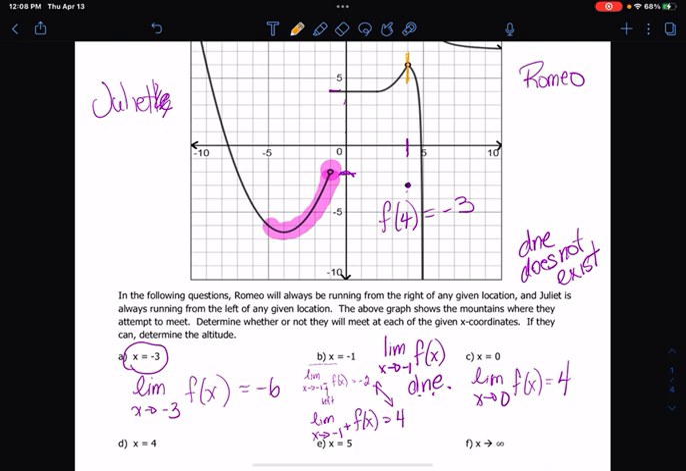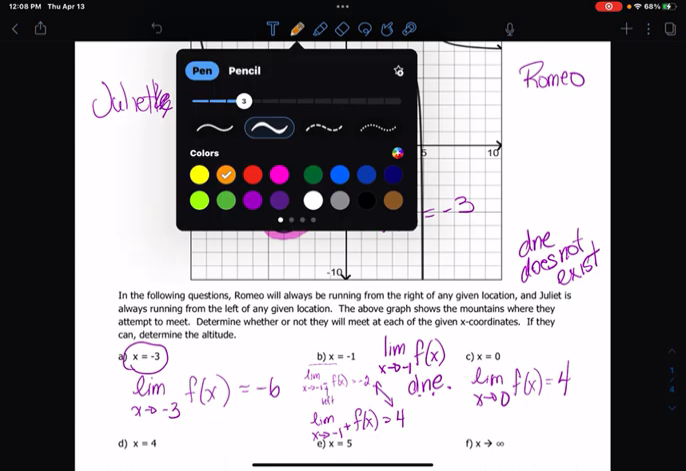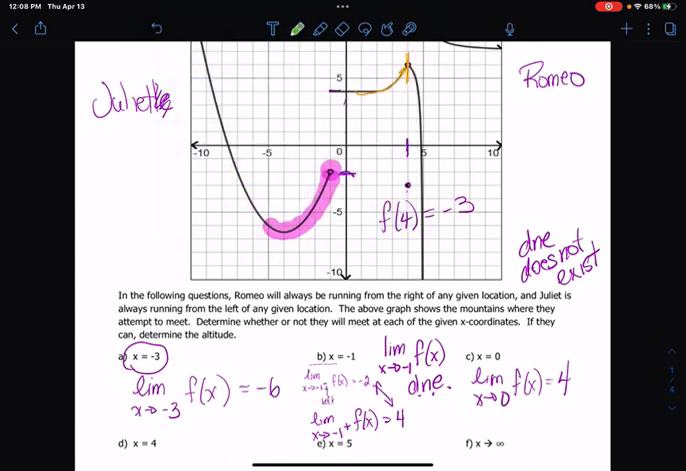And the hole means that the function doesn't exist up there, that the value of the function is way down here. But when Juliet is running from the left-hand side towards that hole, and Romeo is running from the right-hand side towards that hole, notice that they will be able to reach each other here. They might fall through the hole, but either way, they reach each other in this spot.